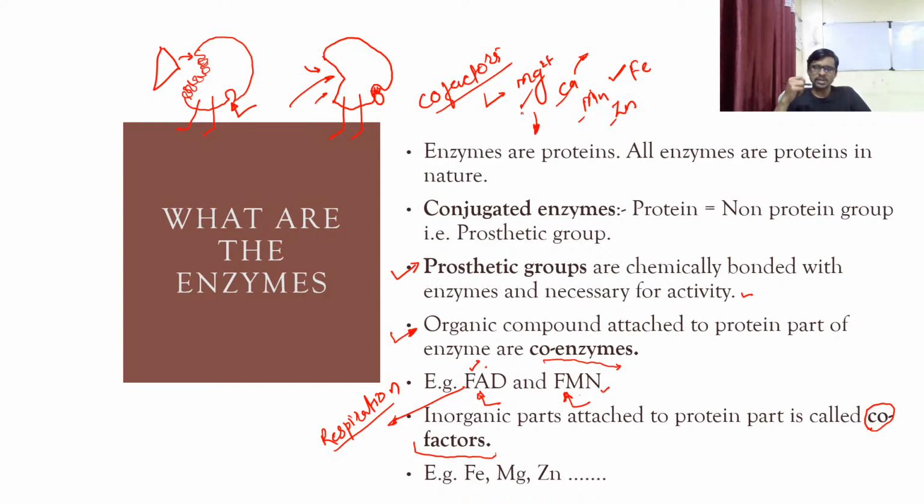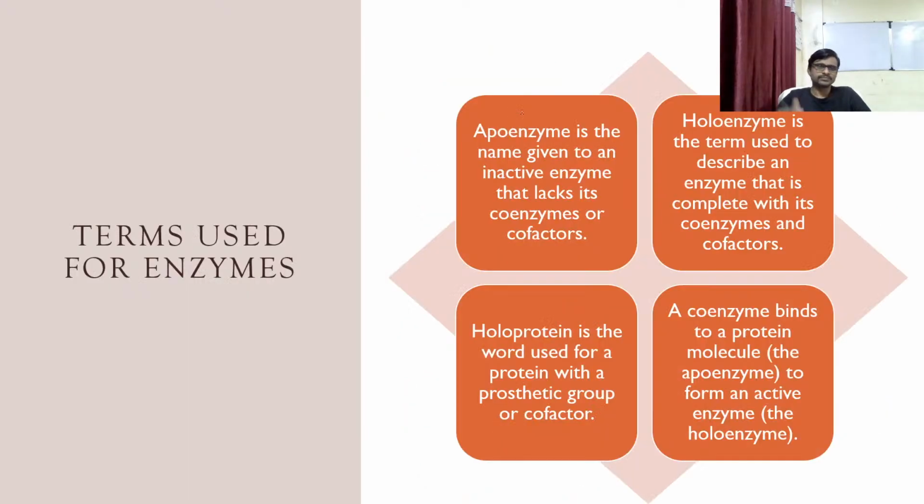If it is an organic compound, we call it a coenzyme. If it is inorganic, we call it a cofactor. These elements are important for the activity of the enzyme. If any one of these is absent, then the enzyme will not conduct its reaction properly, or the speed of the enzyme will reduce drastically. So these are necessary for activity, but these are not enzymes. They are required by enzymes for proper activity.